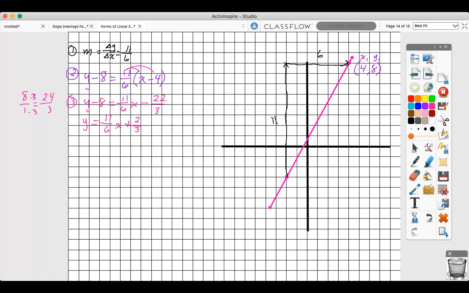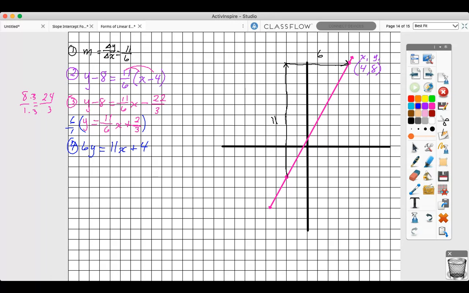Okay, the final step is to get standard form. So in order to get standard form, first thing we need to do is bust out these fractions. So we're going to take these and bust out the fractions. What's the common denominator between 3 and 6 and 1? That's going to be 6 over 1. So we have 6y equals 11x plus 4, because 12 thirds is 4.